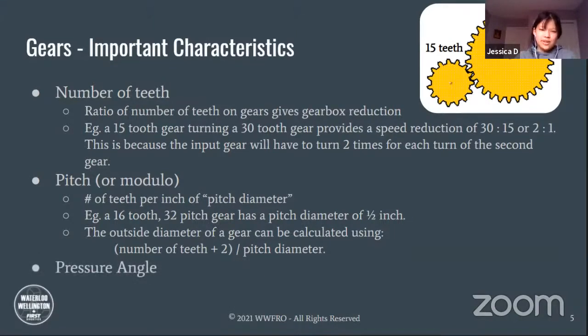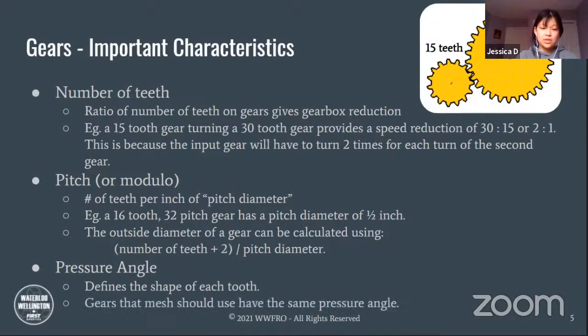And another important characteristic is pressure angle. That is defined by the shape of each tooth. So the shape of the teeth on a gear can change the pressure angle. And you should note that gears that mesh should have the same pressure angle. So if you're having 2 gears and they're meshing, make sure they have the same pressure angle.